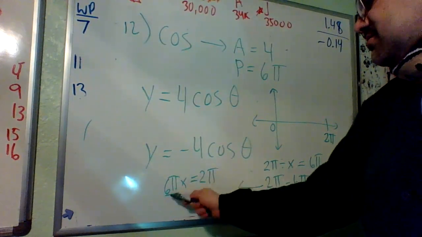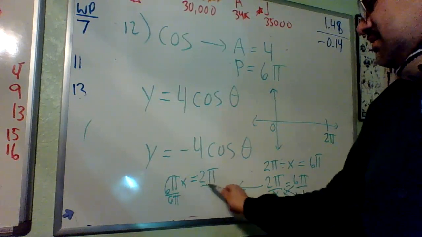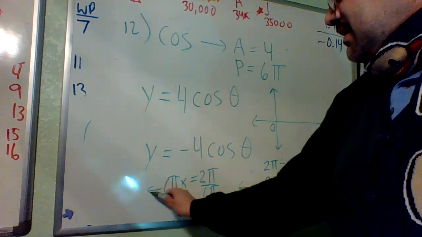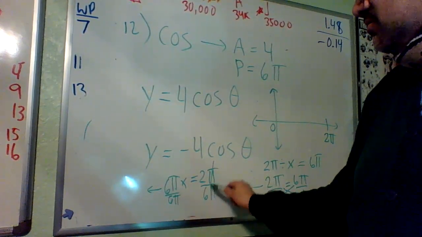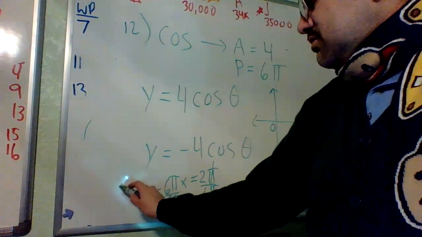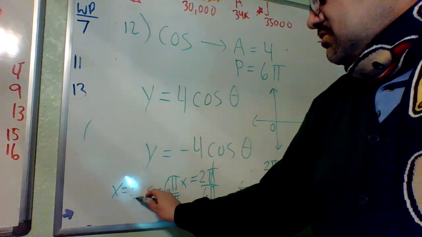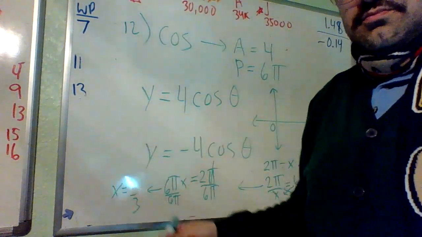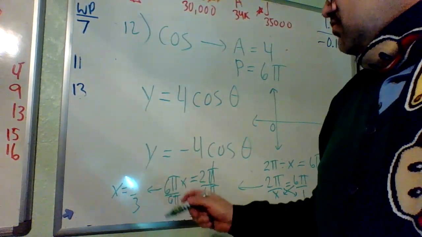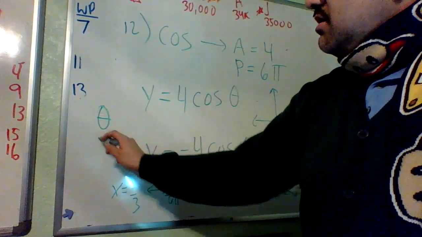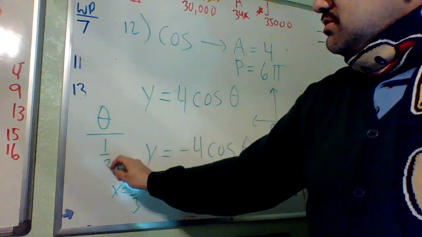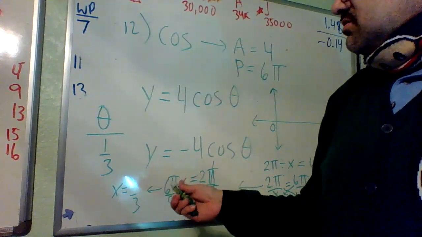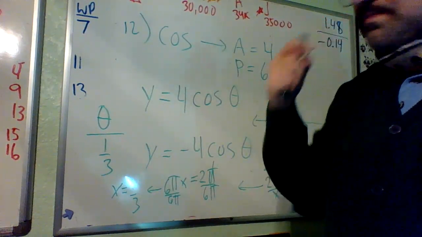Well, pi is a number, so is 6. Let's divide by 6. Divide by 6 pi. We end up getting the pi's cancel. 2 over 6 is 1/3. So x has to be 1/3. That means that we need an equation that is going to have a theta over 1/3 next to it. Okay, something of this fashion. So theta over 1/3 right there.